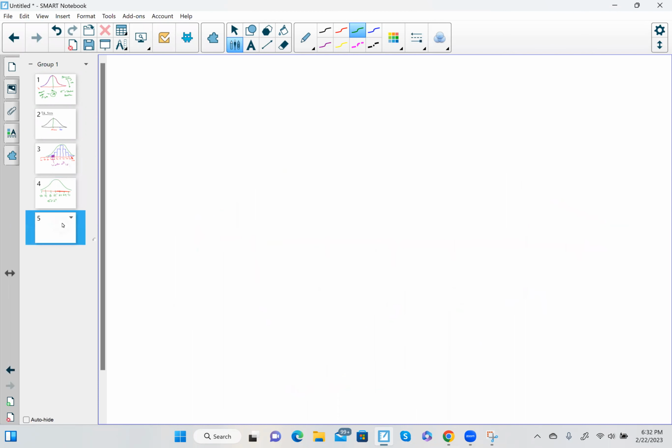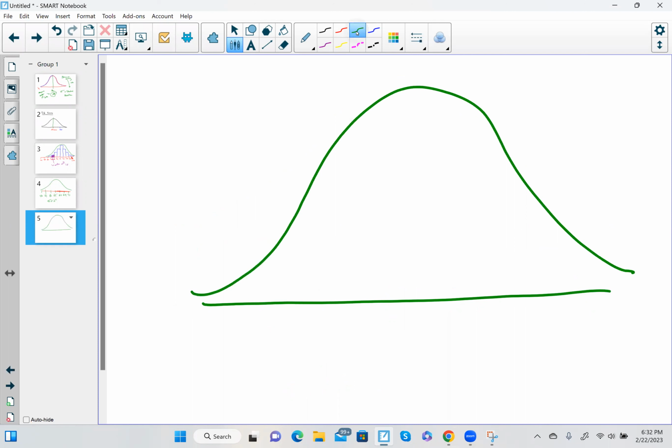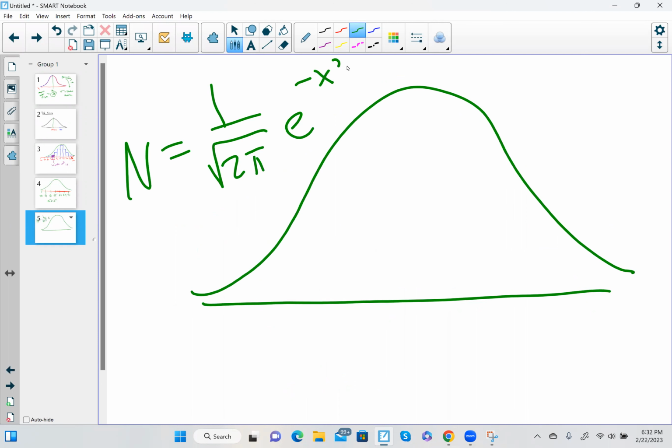Okay, I'll say one more thing about it, and then we'll get to work on some problems. So the normal distribution has this nice bell curve. It has an equation. It actually looks like this: 1 over the square root of 2 pi e to the negative x squared over 2.